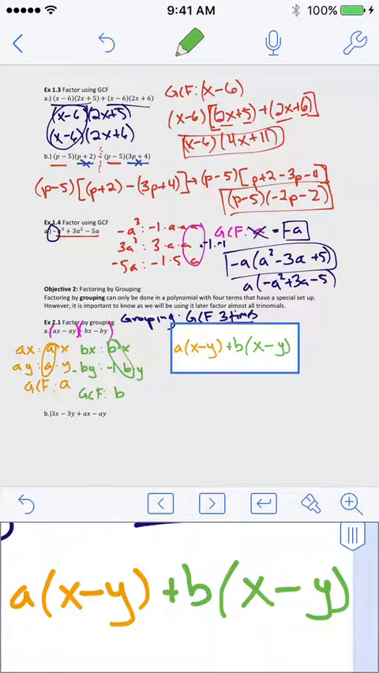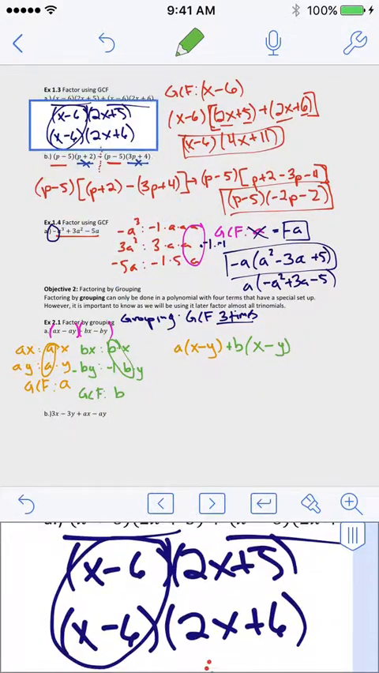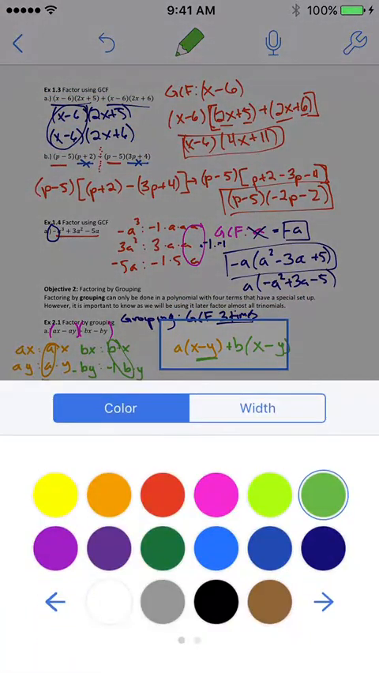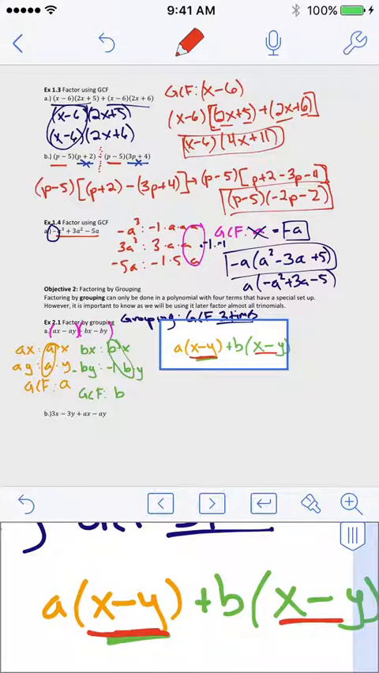Now I have this thing, right? And that thing looks an awful lot like this, right? It looks an awful lot like they have a parentheses in common. They have a GCF of x minus y, right? That's what they have in common. And that's why we practice those other ones. So this is their third time.